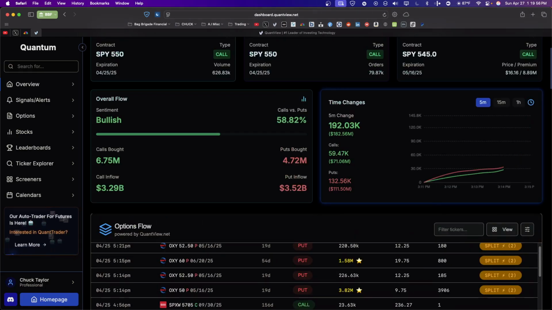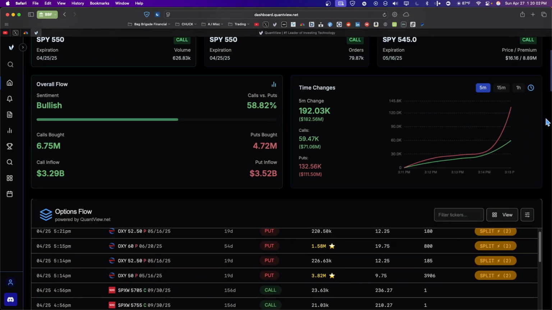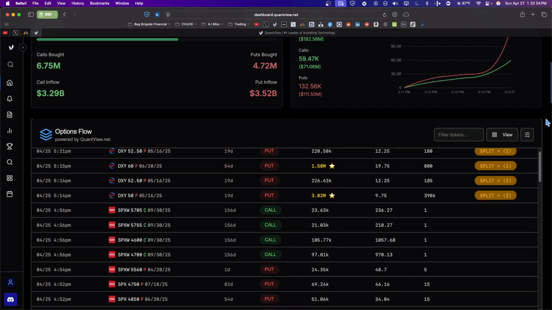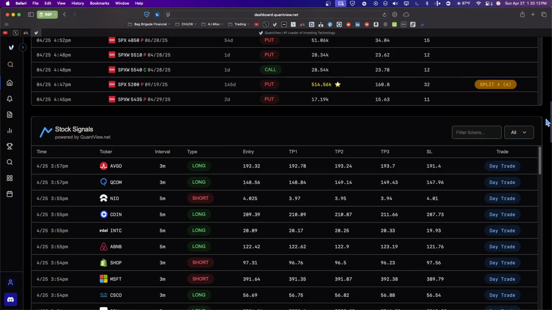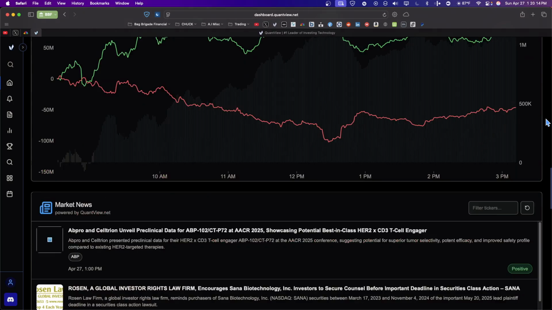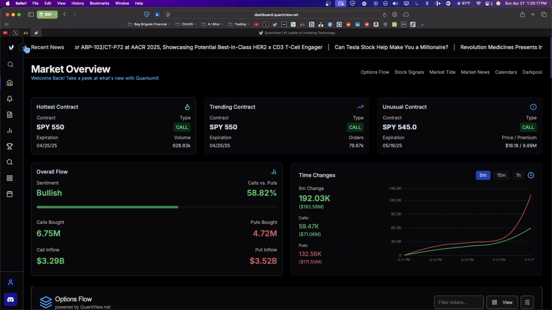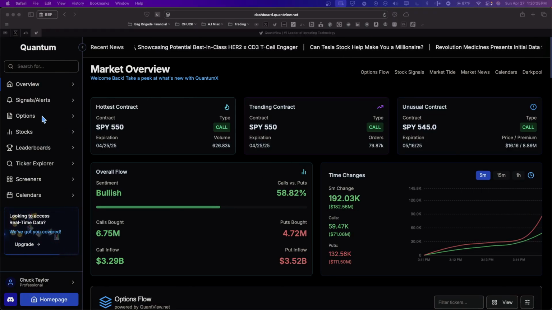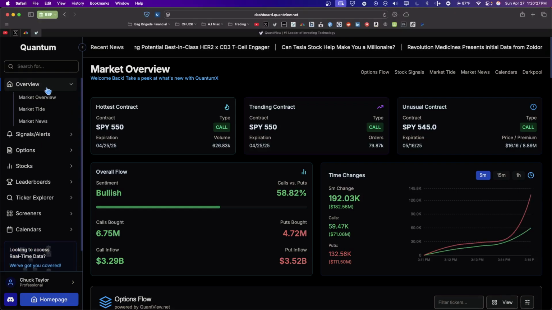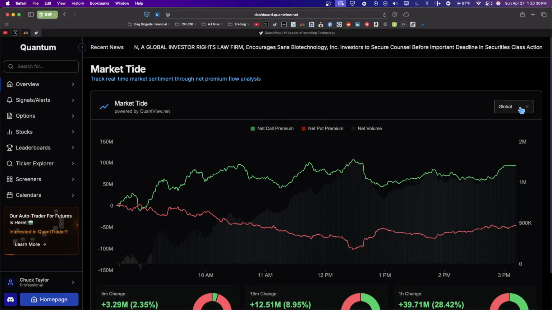See, so if you keep scrolling down, and you can move this to the side, by the way. So this is just the straight up options flow. Like any option, any strike, any expiration date. I'll go over all that. Here's your stocks. So this is just the home page, okay? But you have access to specifically choosing what you want to look at, right? So let's look at market tide, okay? Global, which is basically across the board.